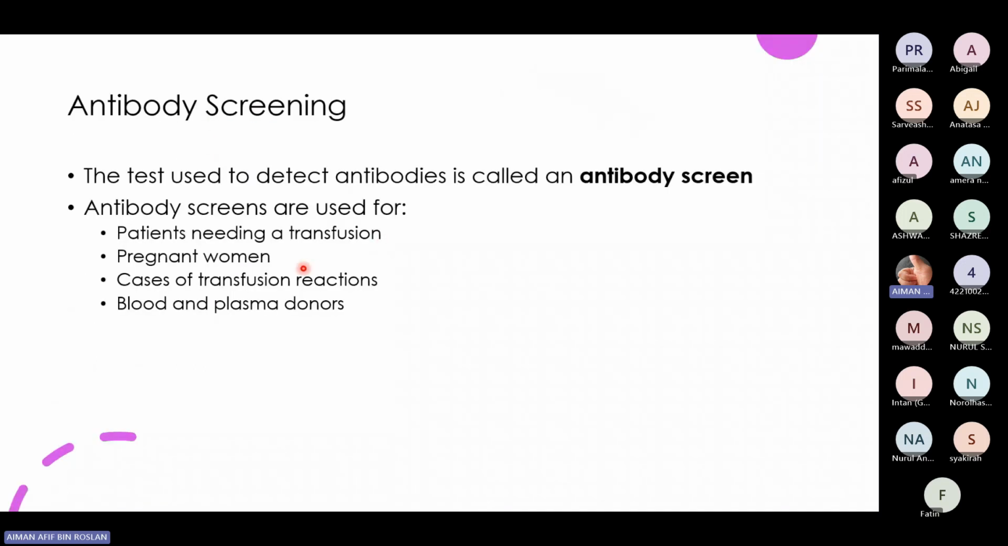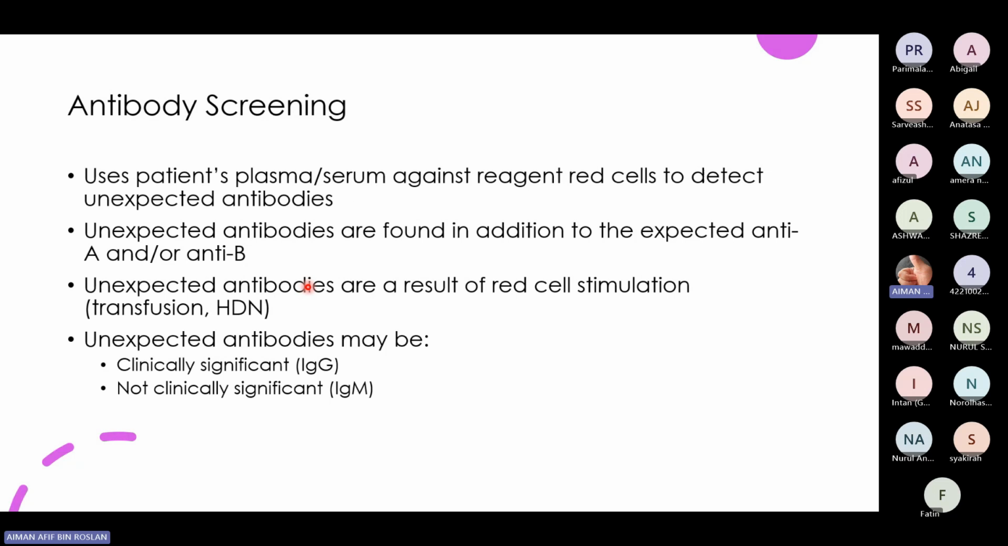Antibody screening. Okay, what's antibody screening? The test is used to detect antibodies, and the antibody screen is used for patients needing a transfusion, pregnant women, cases of transfusion reaction, blood and plasma donors. Antibody screening.